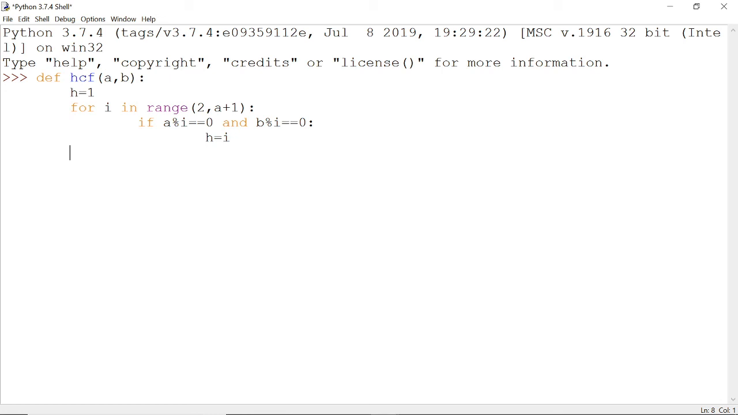And then I need to come out of that indentation so that I can finish the program by returning the value of h, which will be 1 if it hasn't found any common factors, but it will be the highest common factor if it has found one. Let's test the example that we just tried. So, the highest common factor of 84 and 140 gives the value of 28.